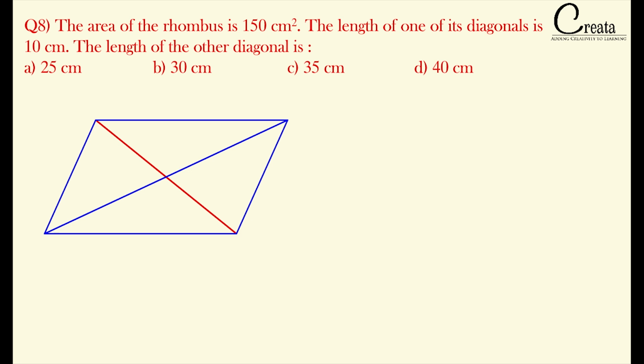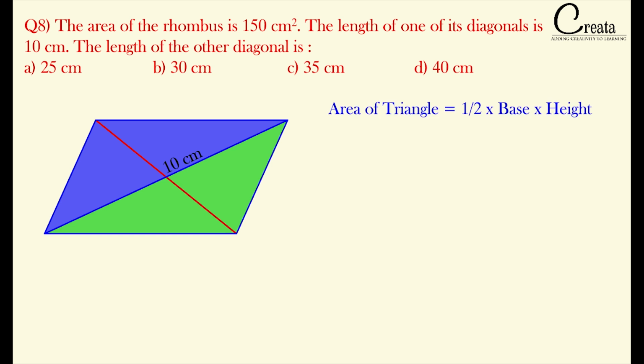This is a rhombus and this diagonal is given as 10 centimeter. And area of this rhombus is given as 150 centimeter square. Are you able to visualize these two triangles? Can we calculate area of these two triangles? We know the formula of area of triangle is equal to half into base into height. This diagonal will act as a base for both of these triangles. And for this above triangle, the height of this triangle will be h1. Let's denote this height as h1. And for below triangle, let's denote this height as h2. We got height of both of this triangle.